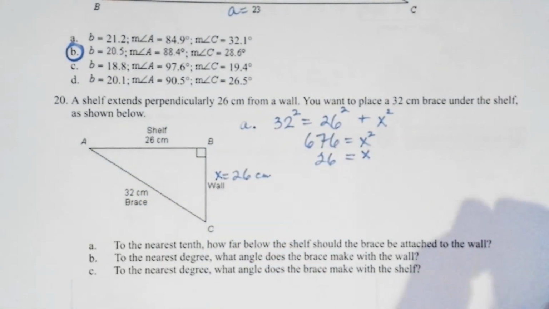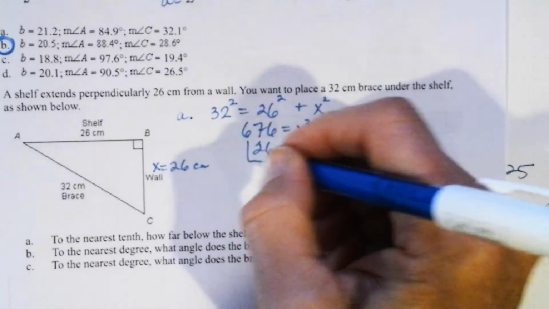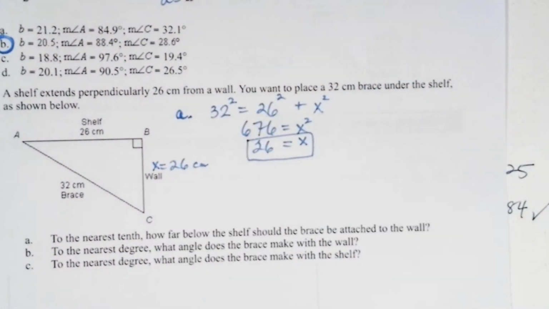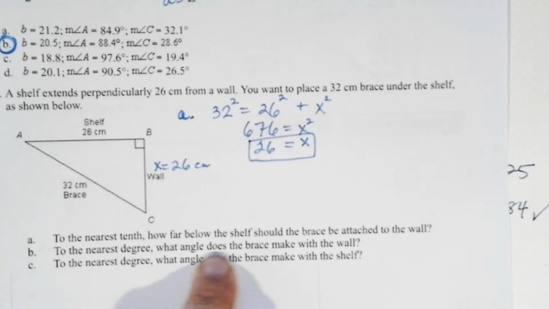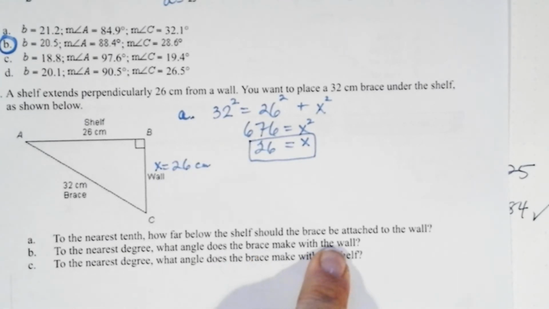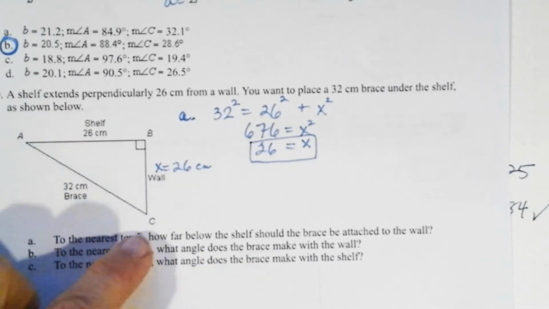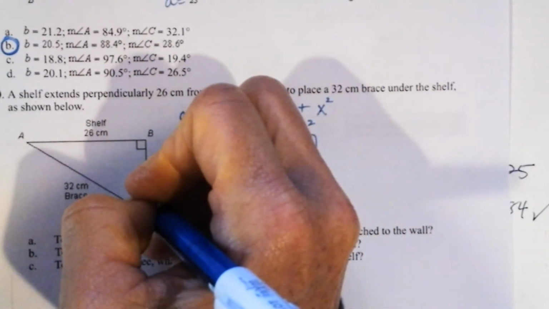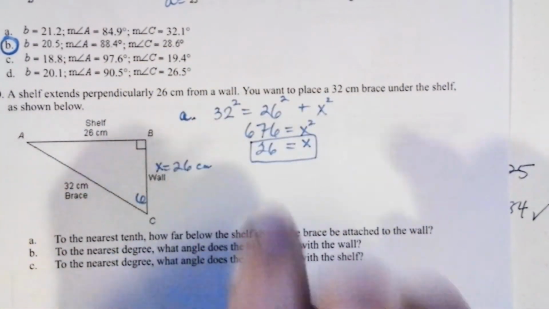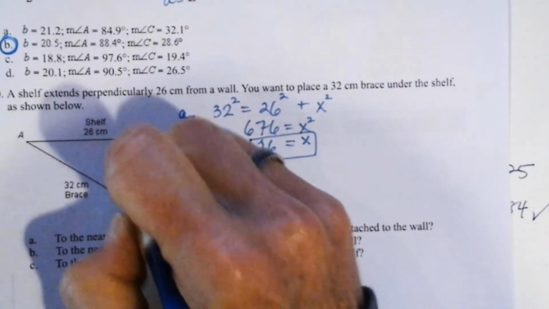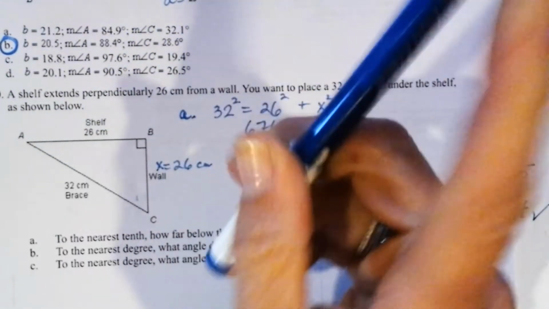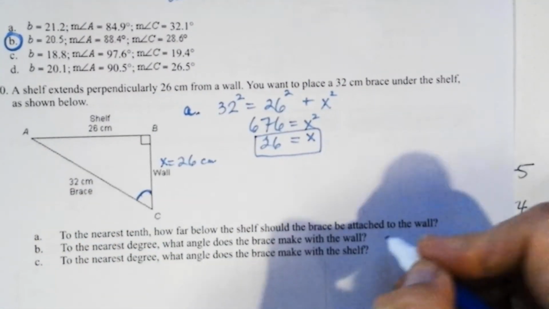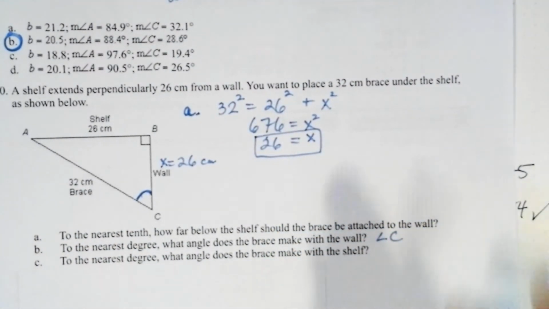Okay, good. So we're done with A. Now, to the nearest degree, what angle does the brace make with the wall? So the wall is here. This is B. I'm trying to make a fancy B. That's part B, angle C. So this is angle C.